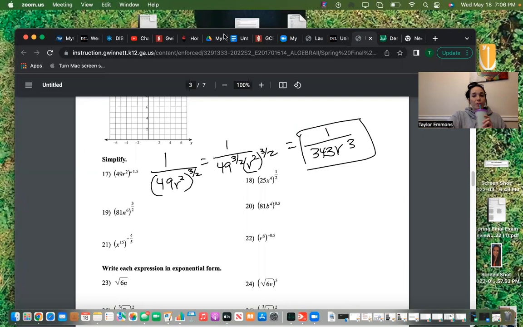No, if a point falls on a dotted line, no, it's not going to be considered a solution. It's got to be like in the shaded region or on a solid line.